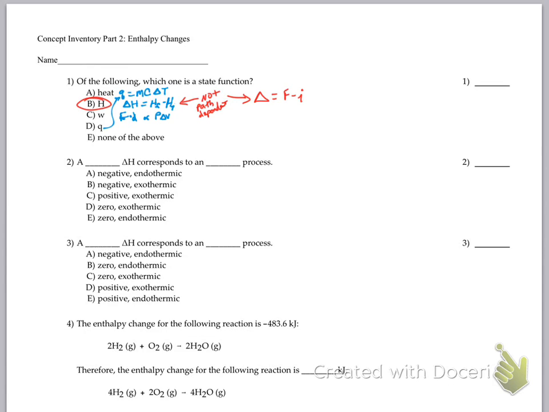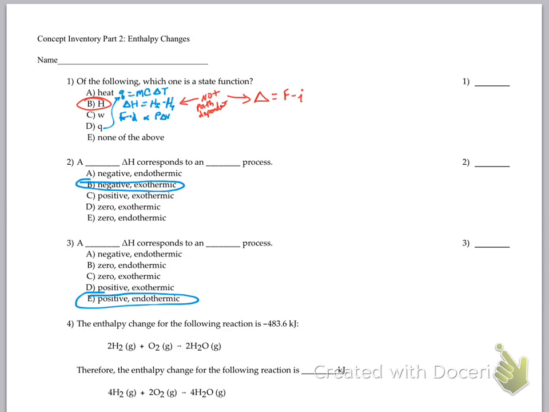A blank delta H corresponds to a blank process. Negative, exothermic, right here, B. A negative delta H corresponds to an exothermic process. A blank delta H corresponds to a blank process. Negative endothermic, 0, 0, positive exothermic, or positive endothermic. If delta H is positive, it will be an endothermic process.